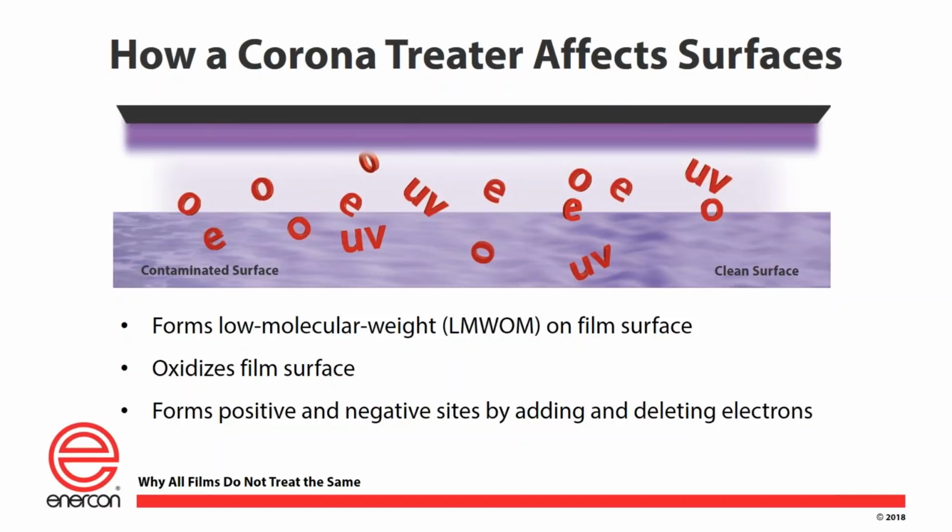So the corona treater actually takes that and adds some oxygen functionality to the surface. It forms various positive, negative sites by adding and deleting components on the surface, and it oxidizes that film surface. And on top of that, it also does a great job of cleaning that film surface. So if you have a film that has a high additive content, like a slip additive or anti-block additives or various other things that are intended to come to the surface to give the film a certain characteristic, the corona treater can functionalize and sometimes remove those things in order to make the surface more usable for you in a converting application.